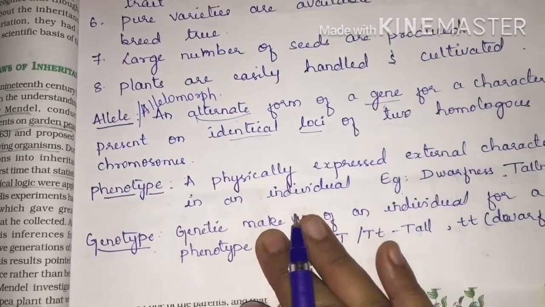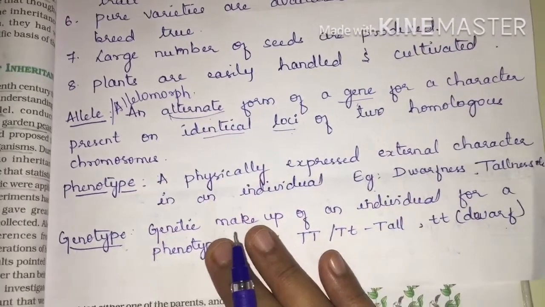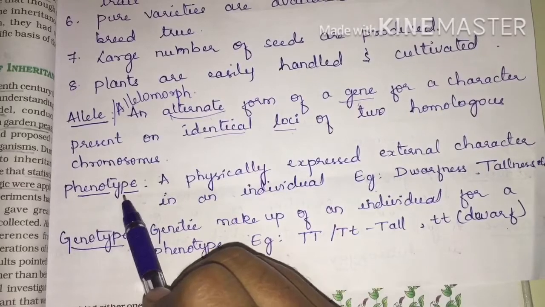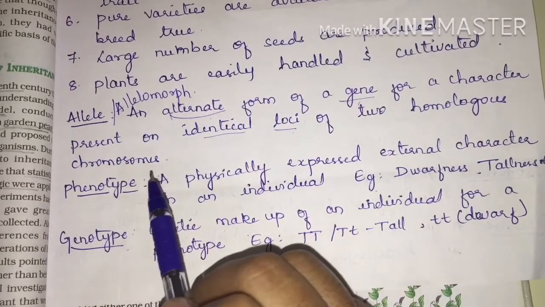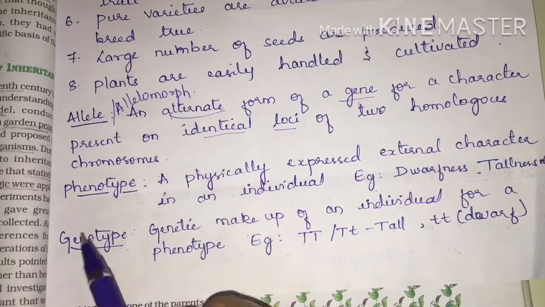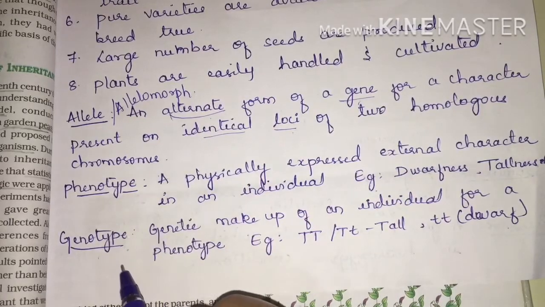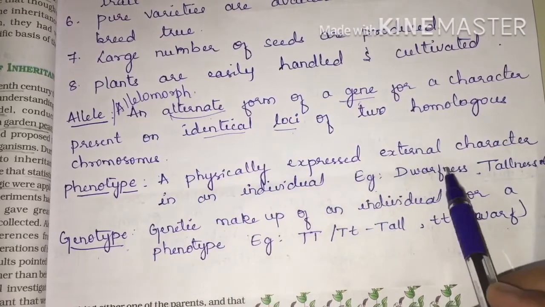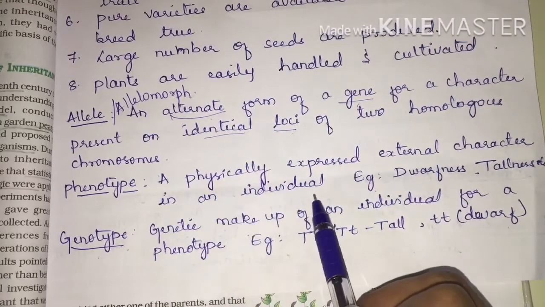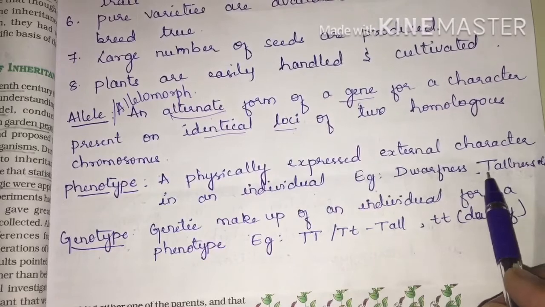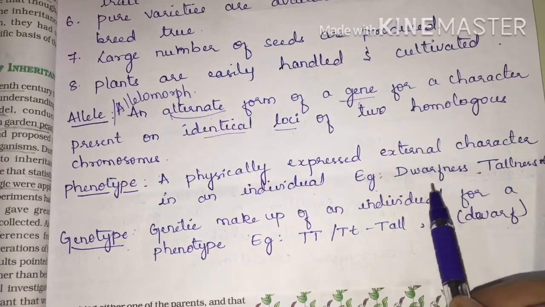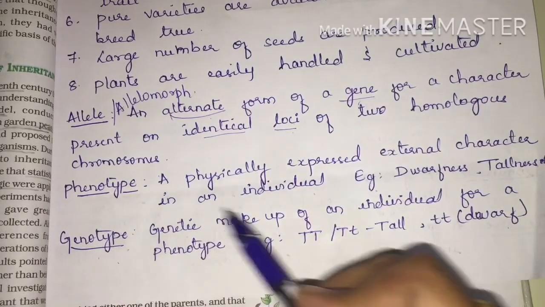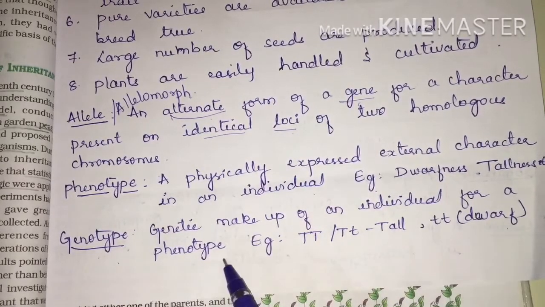Fine. Now next we are using two terms, phenotype and genotype. Phenotype is nothing but morphological or physiological appearance, how it appears from the outer side. Genotype, what gene is responsible for that character. Like phenotype, a physically expressed external character in an individual. Example, dwarf, tall, white, yellow, inflated, constricted. For this we call it phenotype. Genotype is the genetic makeup of an individual for a phenotype.